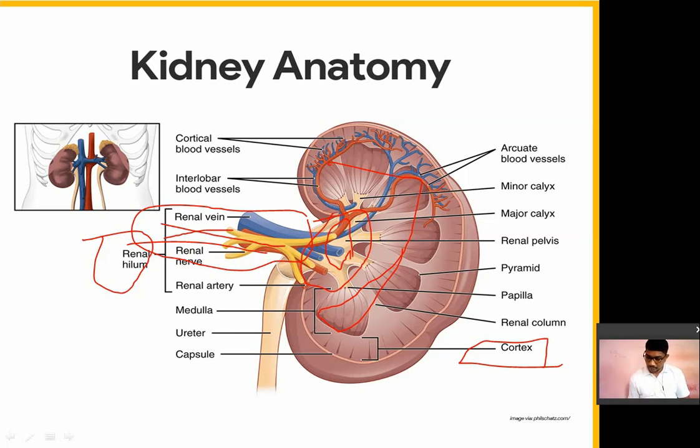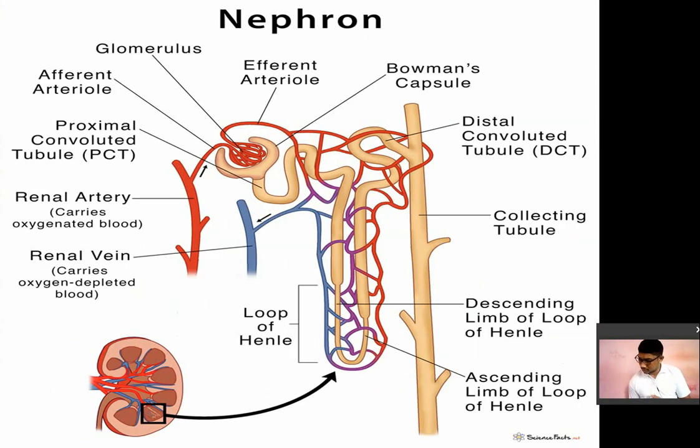Now we'll see the next point. Structure of nephron. The nephron is nothing but the structural and functional unit of the kidney. This nephron is made up of different parts.